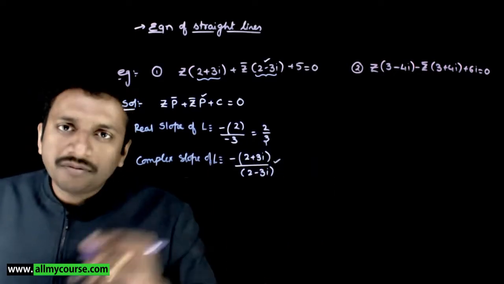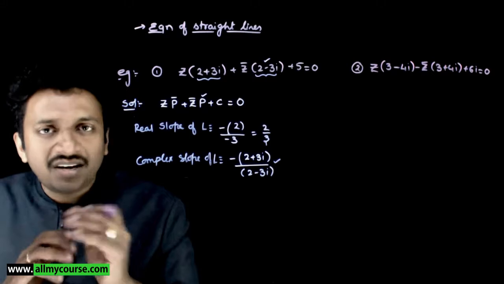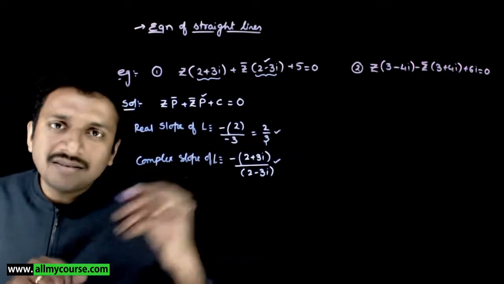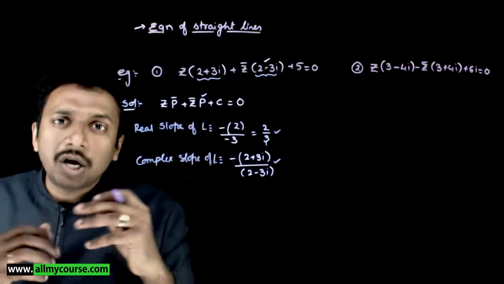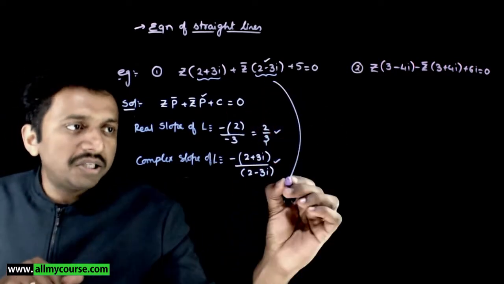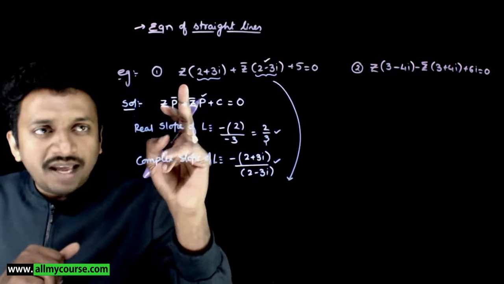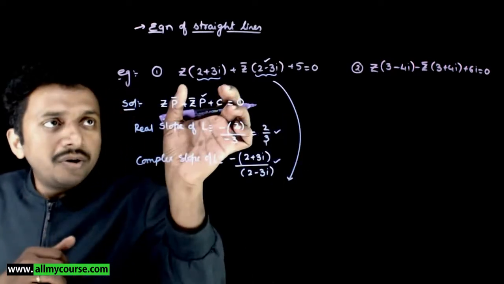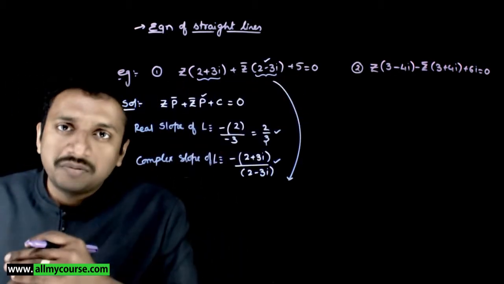The complex slope right now does not have much of a meaning with respect to this line. It's just a definition for now. The real slope is exactly the same as the slope of the line that you find using the concepts of coordinate geometry. That is, if you convert this equation into a Cartesian equation, the slope of the line will be exactly equal to 2 by 3. Let us do that. So how do you convert this Argand plane equation into a Cartesian equation?